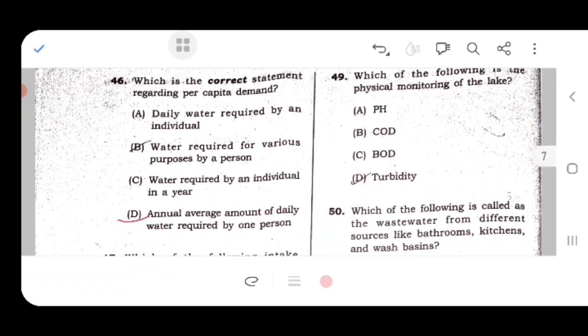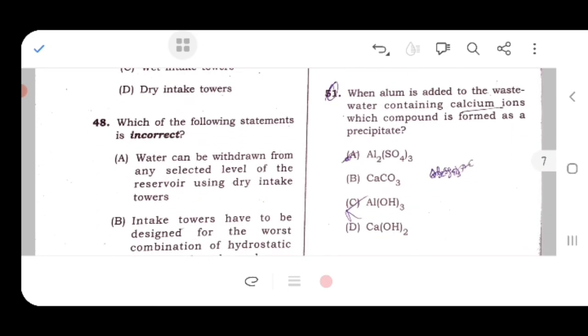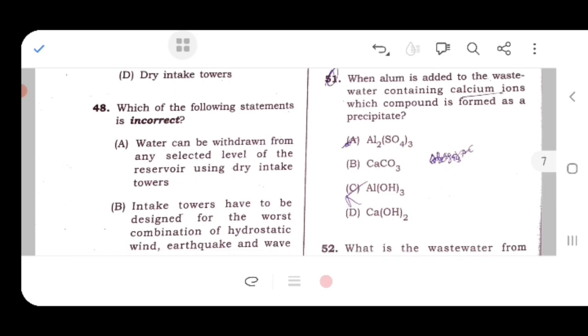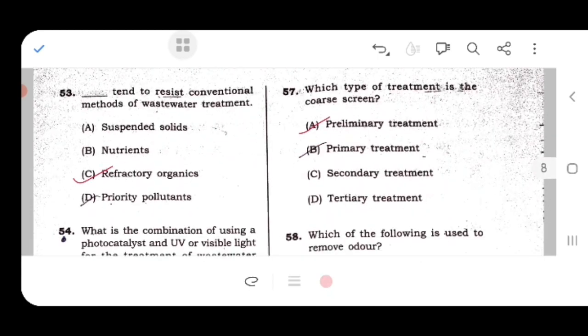Which of the following is the physical monitoring of lake? Turbidity. Which of the following is called wastewater from the different sources like bathroom, kitchen, wash basin? Sewage. When alum is added to wastewater containing calcium ion, which compound is precipitated? Al(OH)3. What is the wastewater from kitchen sink called? Black water.